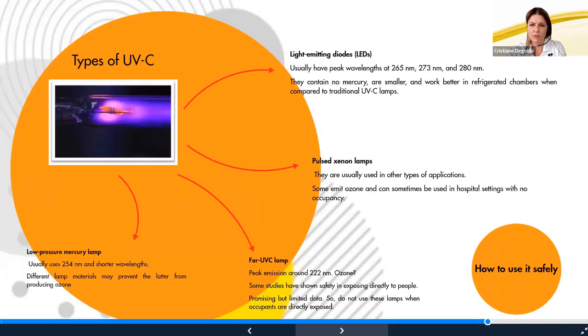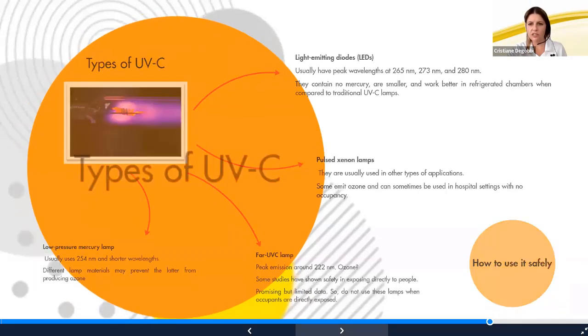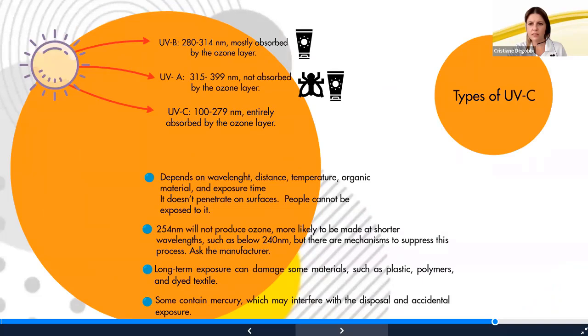That's a lot in regards to UVC, but the main thing that I want you to remember for UVC is ask the manufacturer if it produces ozone as a byproduct, and do not expose people directly to UVC lights, okay? That's the main information that I want you to remember now, okay? Questions? You're okay about UVC?